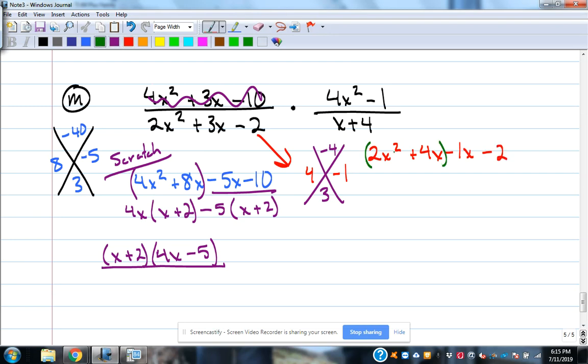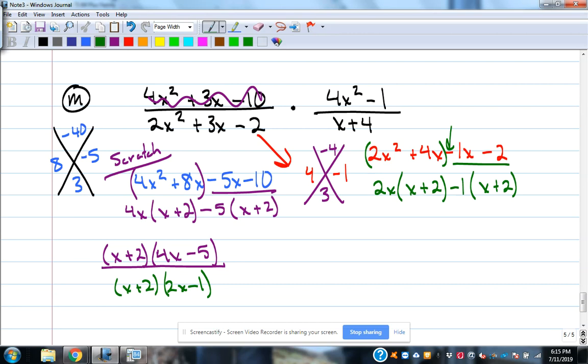Group. First pair, 2x squared and 4x have 2x in common, times x plus 2. And these, they don't have much in common, but they got a 1. And because this is a minus sign right there, it's going to be a negative 1. And then that changes it to x plus 2. So the factoring on the bottom here is going to be x plus 2 and 2x minus 1.